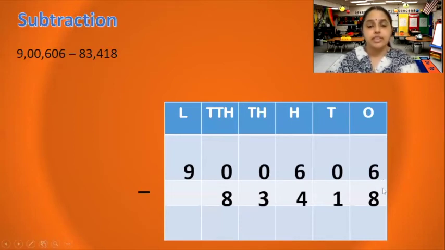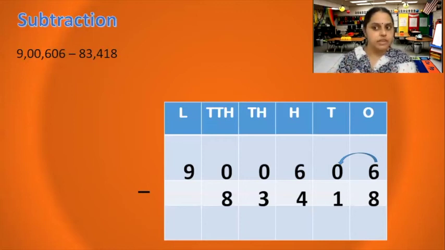From 6, can we subtract 8? We cannot subtract 8. Why can we not subtract? Because 6 is smaller than 8. So what happens? 6 goes to the next place value for borrowing. So what does 6 do? It goes to the next house. But which number is in that house? 0. So can 0 give anything? It's already 0. I have nothing in my hand.